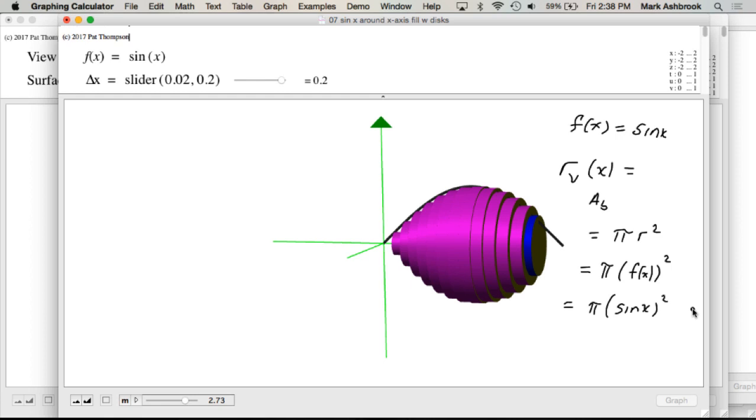Now, x equals pi. So I want you to write the volume function in terms of x. And then I want you to use function notation to represent the volume of the whole seed pod.